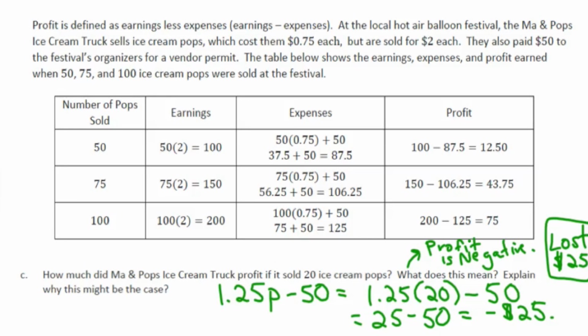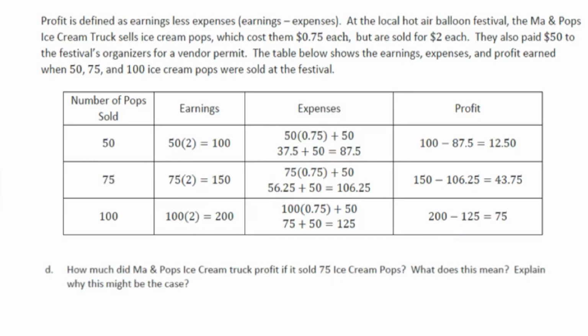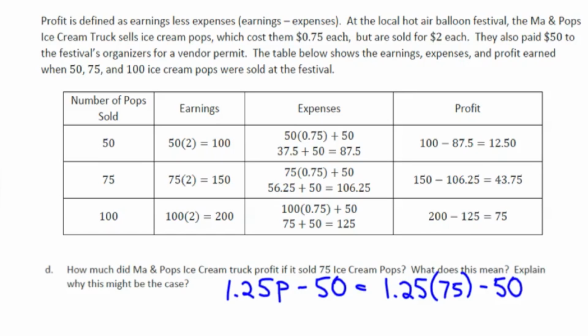And finally, Part D. How much did Ma and Pop's ice cream truck profit if they sold 75 ice cream pops? And again, the same question, what does that mean? So we'll take our profit equation, 1.25P minus the 50, and now we'll assume that we sold 75 pops. So $1.25 times 75 pops minus the 50. And that would be $93.75 minus the 50, and that would be a profit of $43.75.